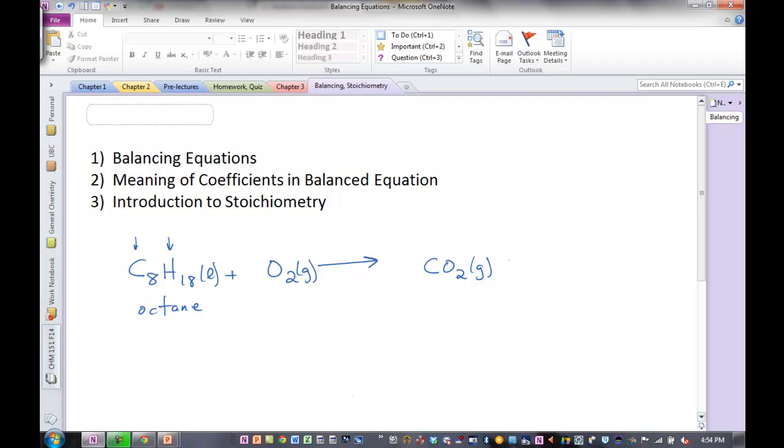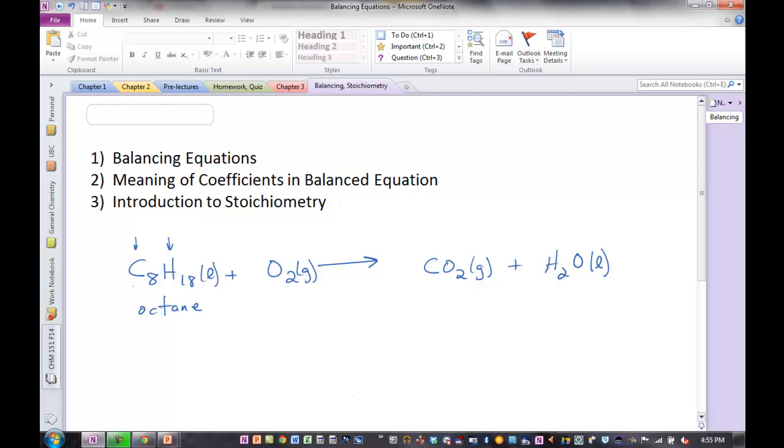Oxygen is a gas. We produce carbon dioxide gas, and initially the water would be produced as water vapor. As it comes in contact with air, it would condense to a liquid. So we could write it either as a gas or a liquid, depending on where in the reaction we're thinking about. Okay, so that's the combustion of octane. Let's balance this.